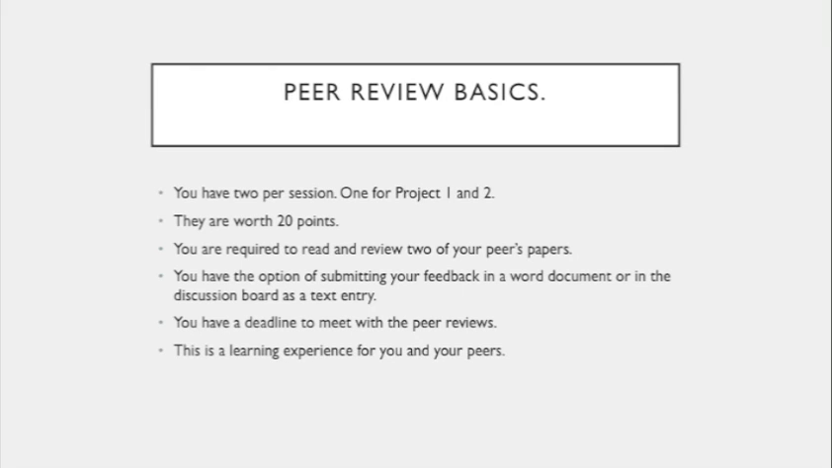So in this slide, I'm going to go over the basic information about the peer reviews. So you do have 2 peer reviews per session. You have one for Project 1 and Project 2, and on the course schedule, it tells you what dates they are due. They are worth 20 points, so they are worth just 10 more points than your other discussion boards. You are required to read and review 2 of your peers' papers.